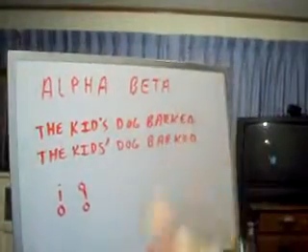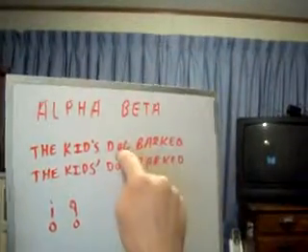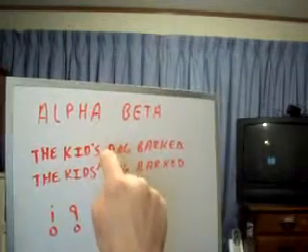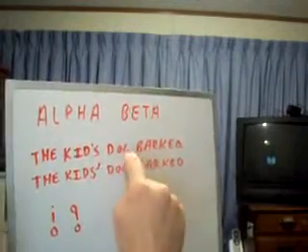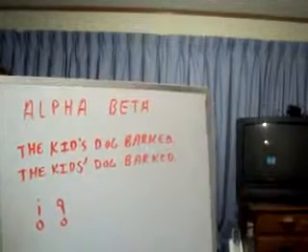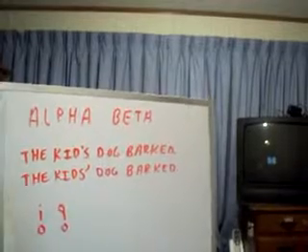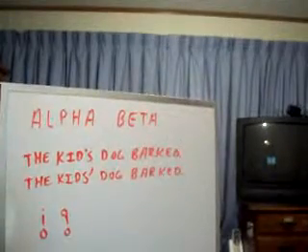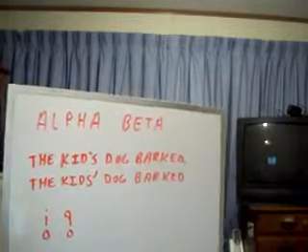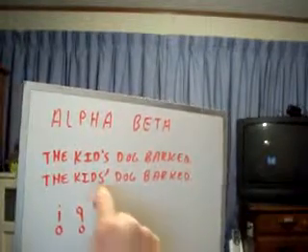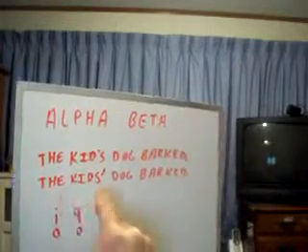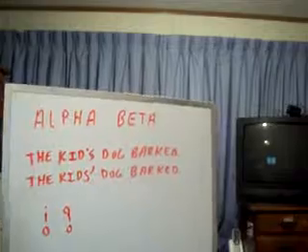The kid's dog barked. That meant that that dog belonged to that one kid. Okay? When the apostrophe is before the S, that means that the dog belonged to one kid. Now, what if the dog belongs to more than one kid? Let's say you have a brother and a sister, or you have two brothers, or you have two brothers and a sister, and the dog belongs to all three of them. Then you don't put the apostrophe before the S, you put it afterwards. The kids' dog barked. That's how you do that.